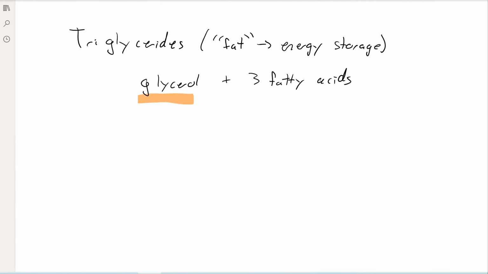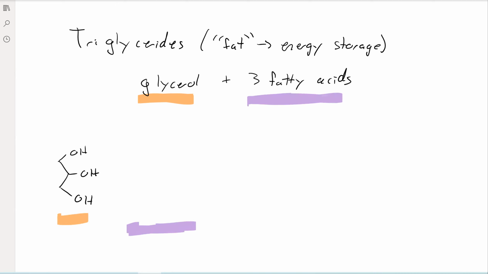So glycerol is this compound right here. It's 3 carbons, 3 alcohols. And you can think, right, glycerol obviously is going to have a pretty high melting and boiling point due to all the hydrogen bonding it has, that kind of thing. So there's our glycerol, and then it comes with 3 fatty acids. They're called acids because they have a carboxylic acid on them.